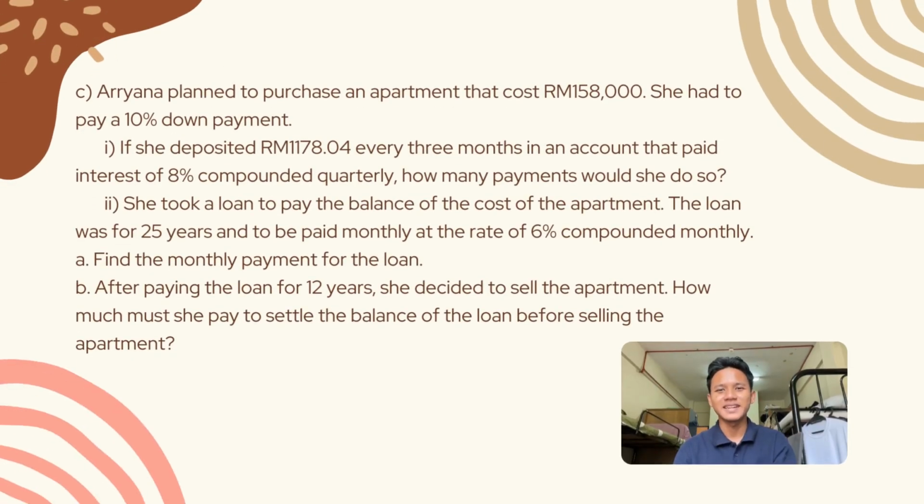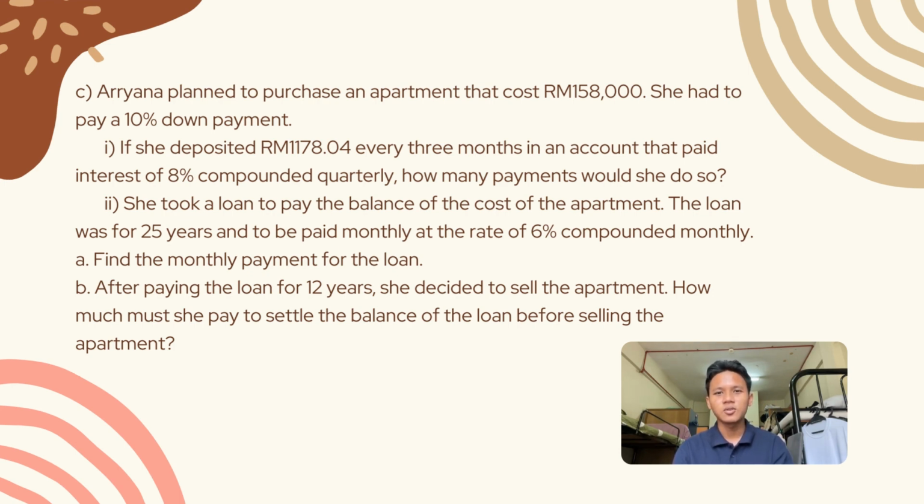C. Ariana planned to purchase an apartment that cost 158,000 ringgit. She had to pay a 10% down payment. Roman 1. If she deposits 1,178.04 ringgit every 3 months in an account that paid interest of 8% compounded quarterly, how many payments would she make?